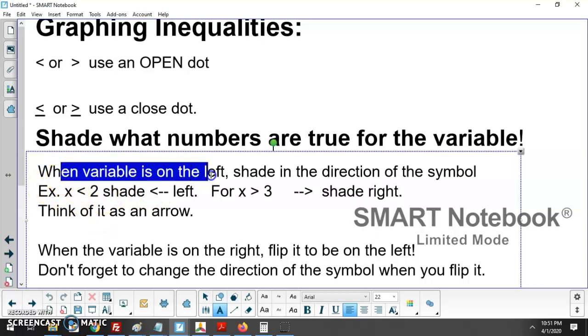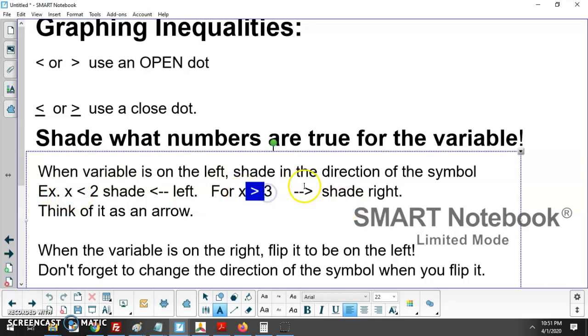But this is only for when the variable is on the left, okay? So you can't go by the arrow all the time. It's only from when the variable is on the left side. For x is greater than 3, shade to the right. And if the variable was on the right side, well, just flip it so the variable's on the left side. But remember, when you flip it, you gotta flip your inequality.